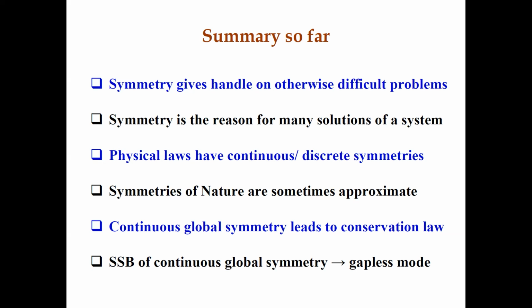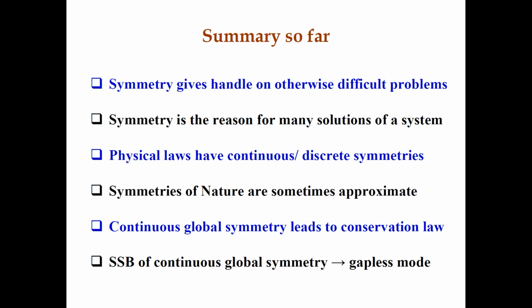So summary: symmetry gives a handle on an otherwise overwhelmingly complicated problem. Think about a problem in finance, in economics, or climate change. Those are much more complicated problems because they do not have symmetry. And thankfully, in physics we have a lot of symmetries, and it makes our life simple. Symmetry is the reason why there are many solutions for a given system, because the symmetry of the problem will be reflected in the solution. One solution will map to another solution when you make a symmetry transformation on the solution.